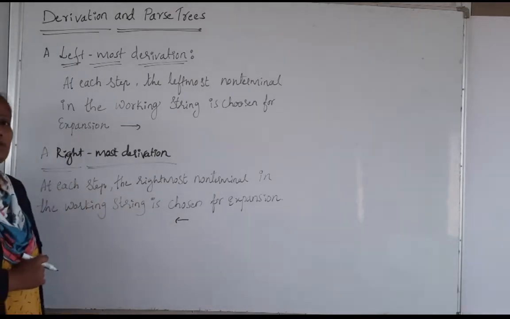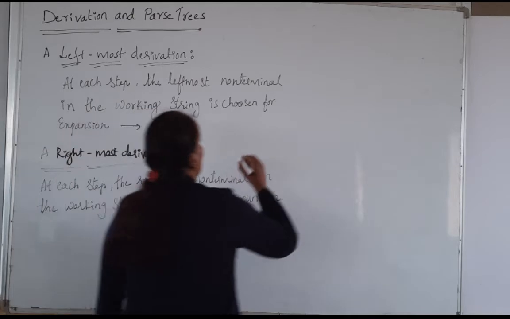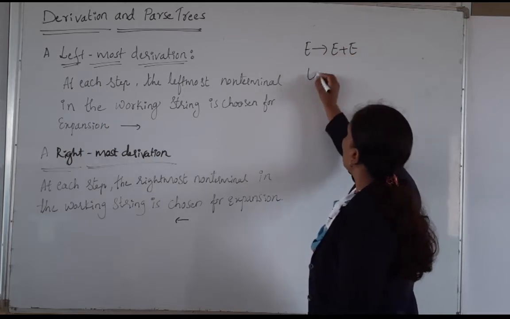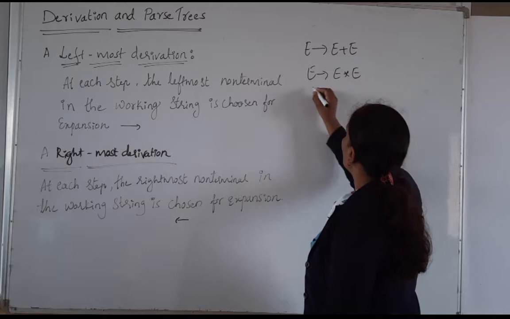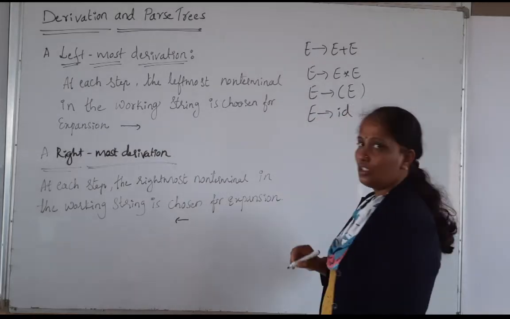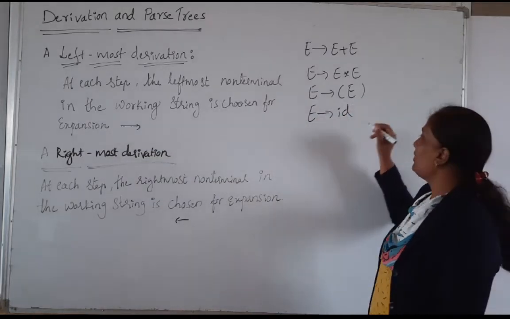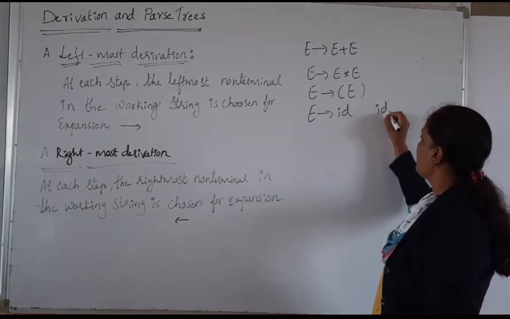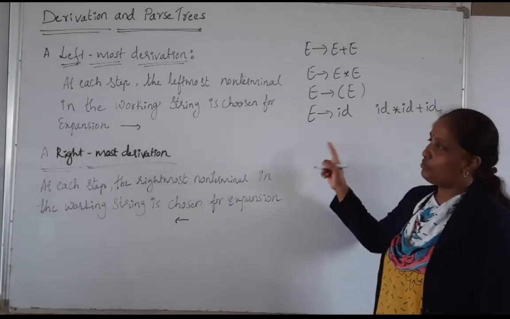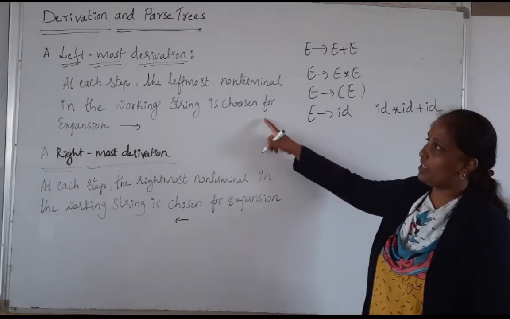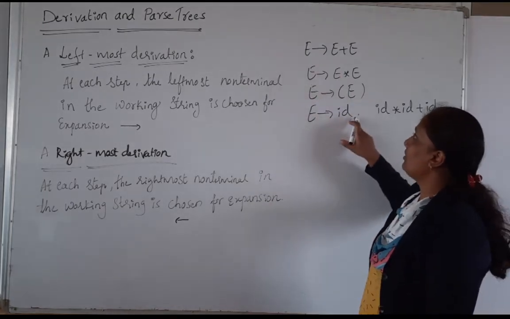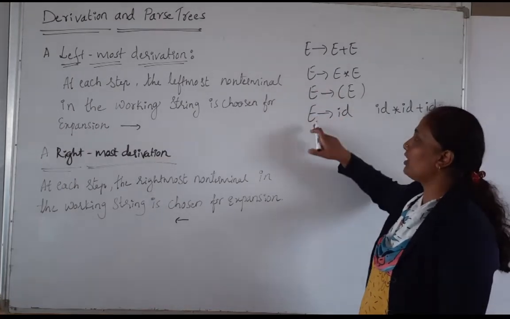So we will take one example for these derivations. Consider the grammar that contains the rules E produces E plus E, E produces E into E, E produces bracket E, and E produces ID. So this is the given grammar, and the string to derive is ID into ID plus ID. We are going to apply both methods, LMD and RMD, that is leftmost derivation and rightmost derivation, to derive this string. First check what the non-terminals in the given grammar are. There is only one non-terminal, that is E.